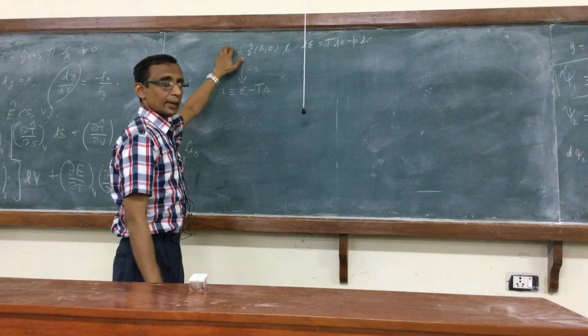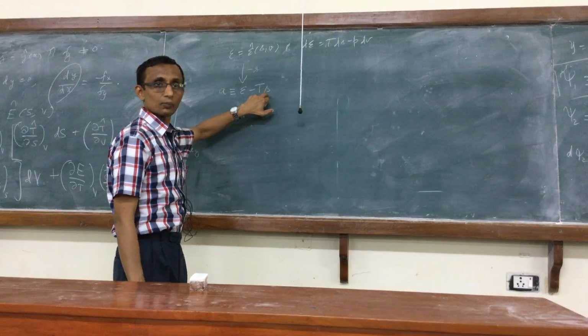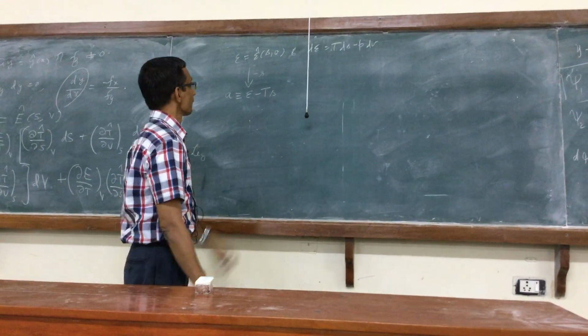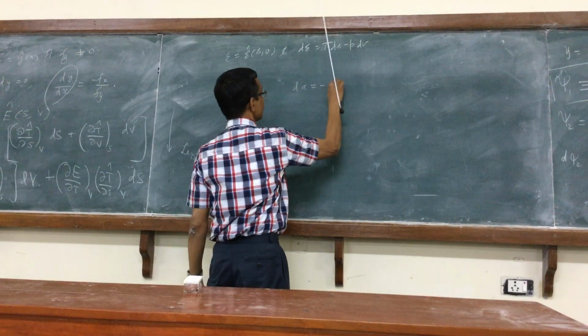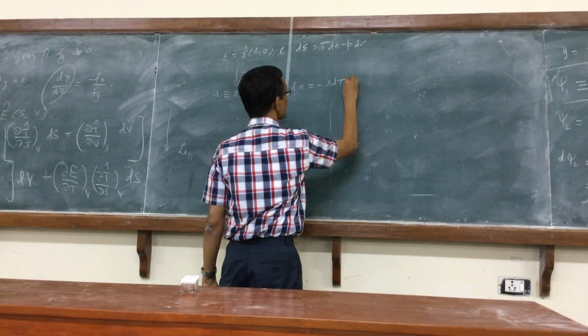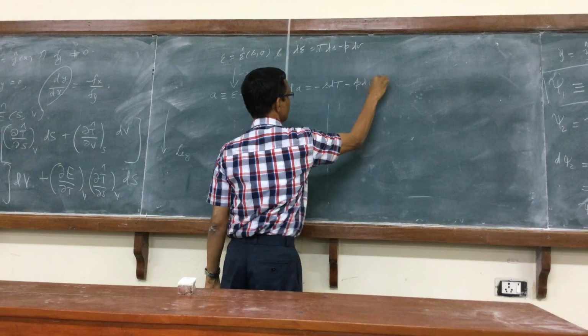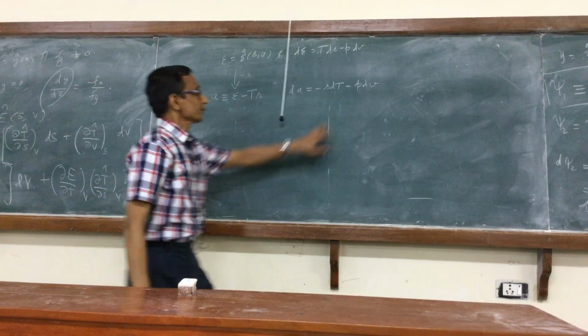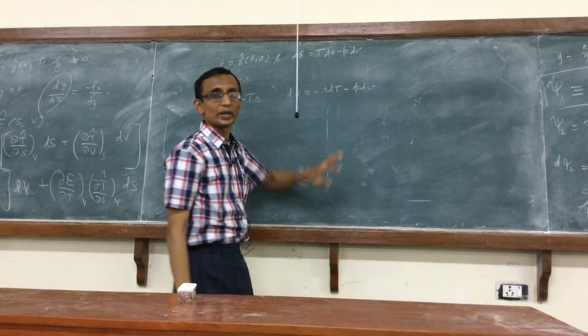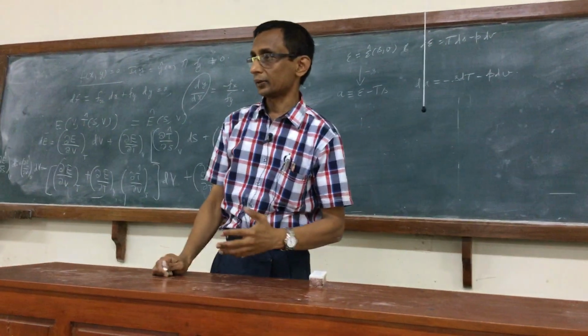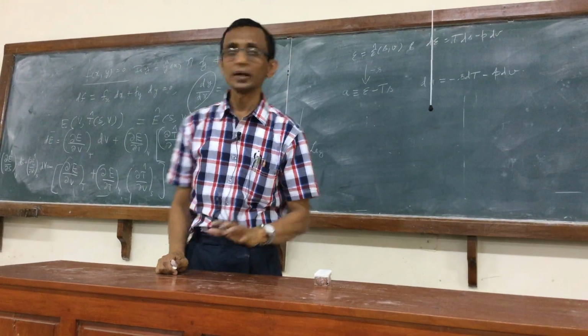A is E minus TS is what I am writing. Right? Then you can easily show that dA is minus SdT, right? Minus PdV. Okay, this minus PdV is not affected at all. This is simply because the negative of the variable that is eliminated. You see the same pattern, right?